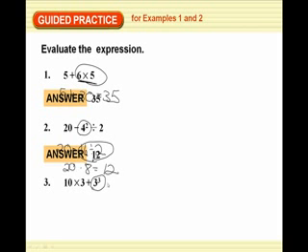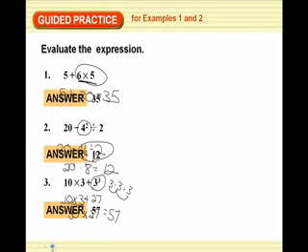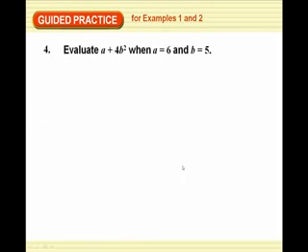Number 3, following order of operations again, there are no parentheses, but I see this exponent, so I'm going to do that first. 3 to the third means 3 times 3 times 3. 3 times 3 is 9. 9 times 3 is 27. So that's going to be a 27. Then I multiply before I add. So I multiply the 10 times 3, and I get 57. So let's see if we're on the right track there. The answer is 57.